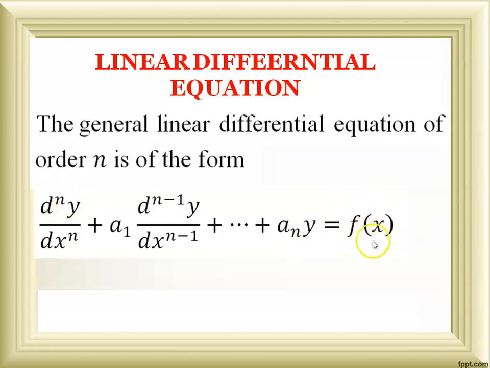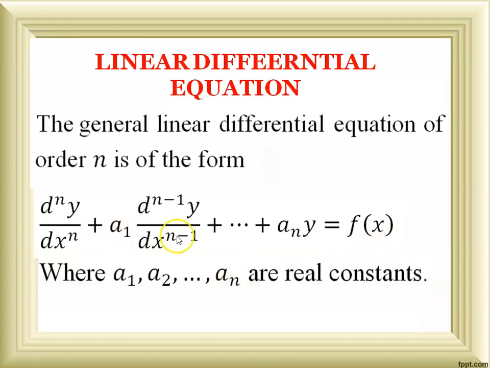On our RHS we are having f of x. This is a function of x, which means it may be exponential or trigonometric or some other algebraic terms will also come in this place. So here a naught, a1, a2 etc., an are all constant values.